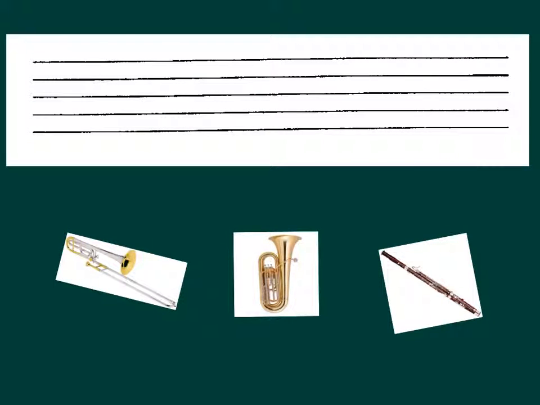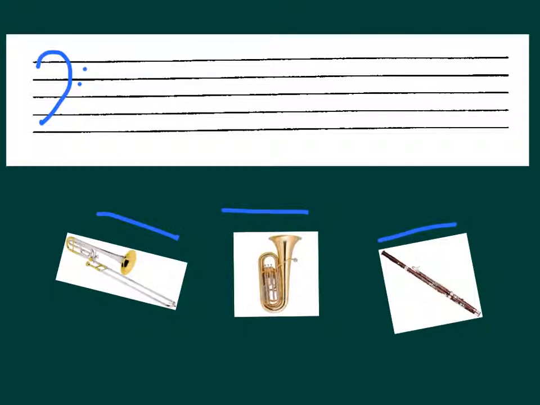Now that we learned about the treble clef and the note placement involved, let's move on to the bass clef, which looks something like this. The bass clef is used primarily by instruments that play in the lower register, like the trombone, the tuba, and the bassoon. When it comes to voices, baritones and tenors typically read and sing in the bass clef.